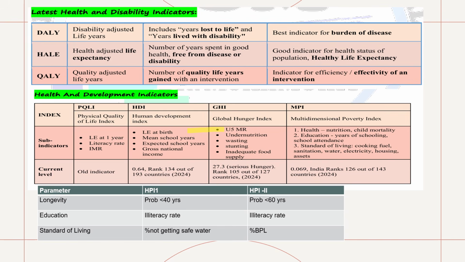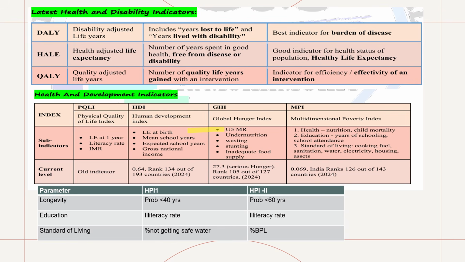And QALY is quality adjusted life year, which is the number of quality life years gained with an intervention. For example, if we intervene for a breast cancer, we do surgery or radiotherapy. So how many quality of life years have been gained? So it's an indicator of efficiency or effectiveness of the intervention. So these types of tables are ready reckoners and you can make them.